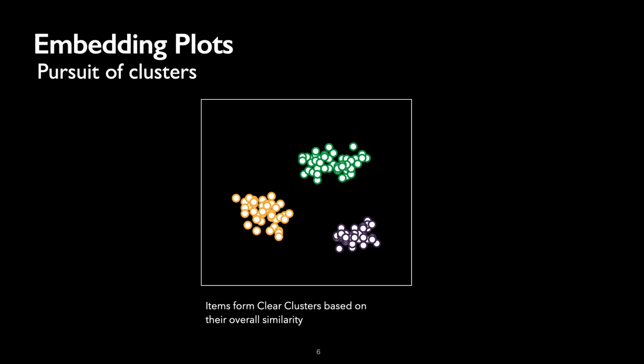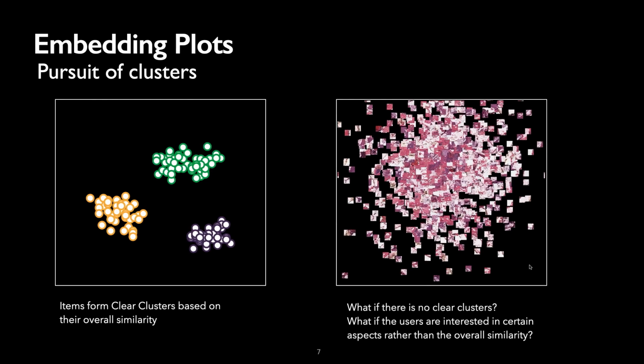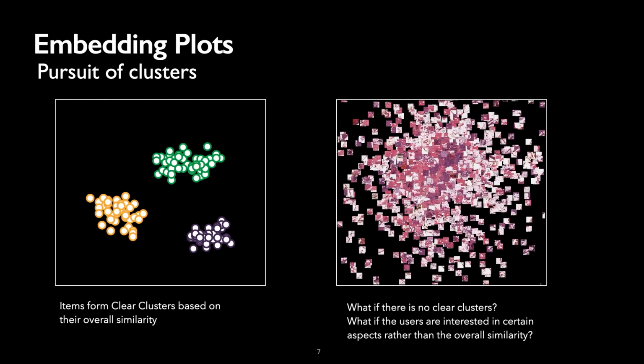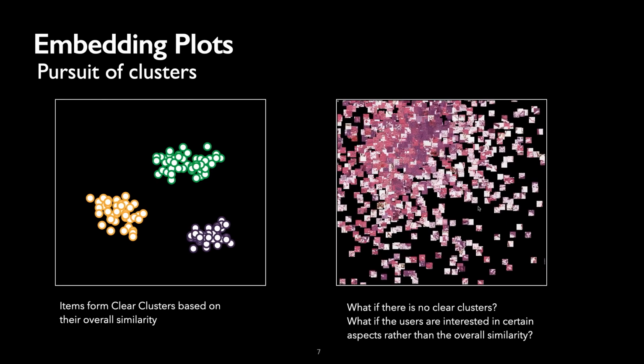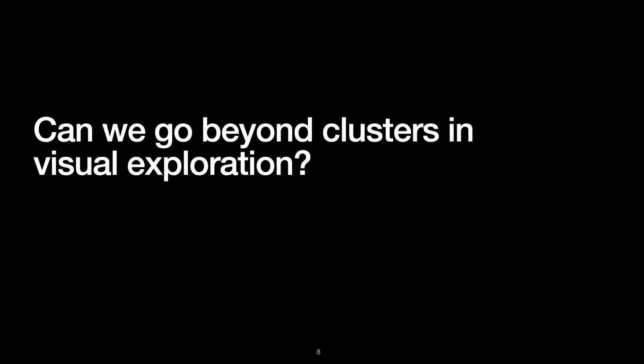When projecting items into a 2D space, it's common to expect them to form clusters based on their similarity. But what if there are no clean clusters? What if the users are interested in certain aspects rather than the overall similarity? For example, each item on the right side is an image patch from the breast cancer specimens. Interpreting the embedded plots of those items can be challenging.